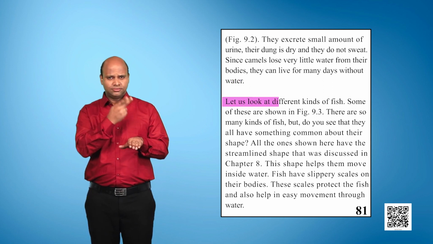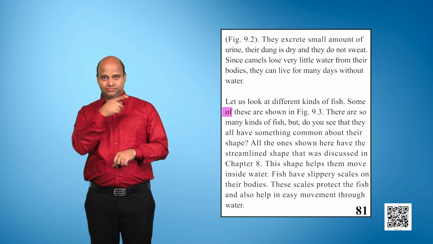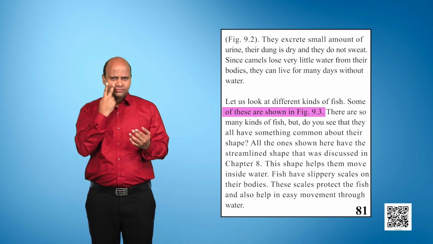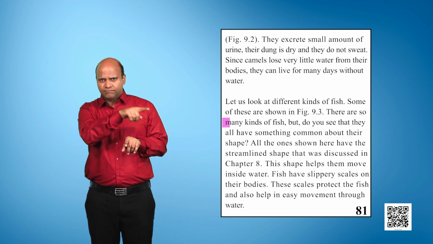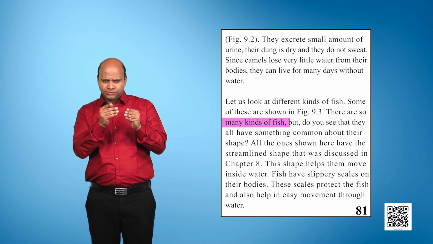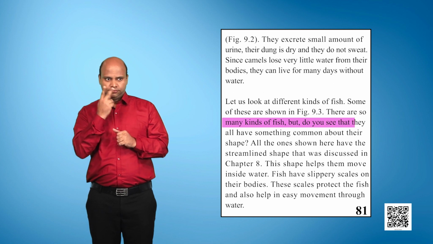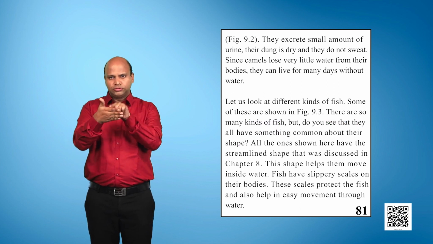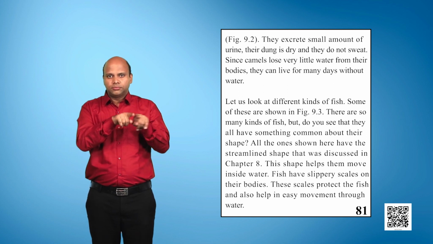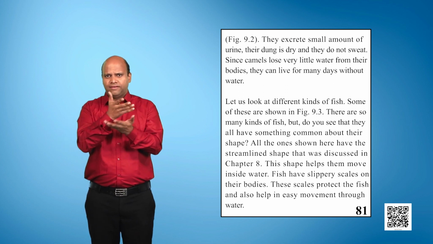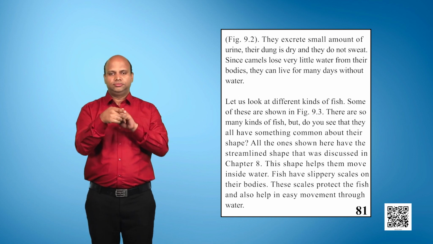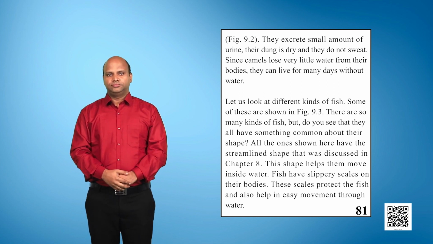Let us look at different kinds of fish. Some of these are shown in figure 9.3. There are so many kinds of fish. But do you see that they all have something common about their shape? All the ones shown here have the streamlined shape that was discussed in chapter 8. This shape helps them move inside water.